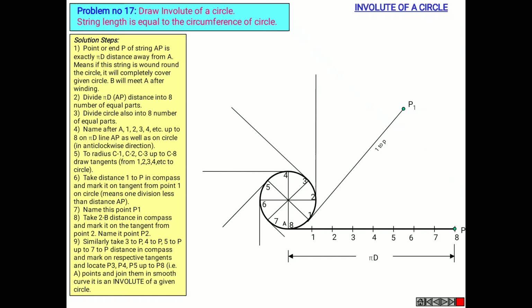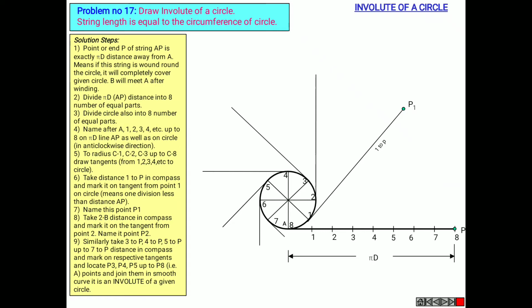Okay, these are some two radius. So the center of the circle, C1, C2, C3 up to C8. Draw tangents. I have told you they are nothing but the perpendicular lines, the tangents from 1, 2, 3, 4, etc. up to 8. Now take distance 1 to P in the compass and mark on the tangent from point 1 on the circle, means one division less than distance AP. Name this point as P1.